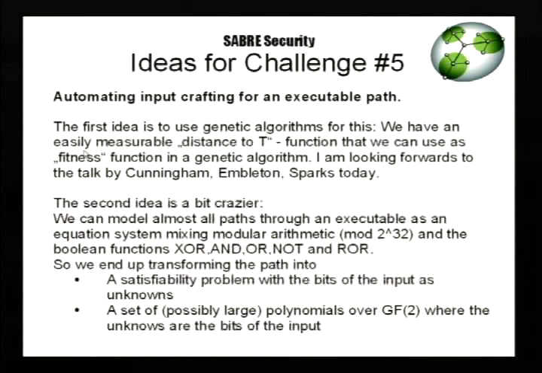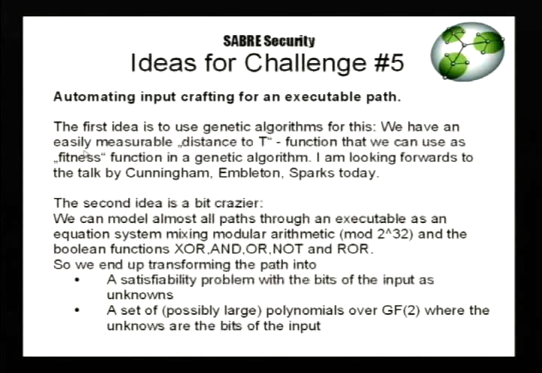Now, the second idea is a little bit crazier. It implies that you model a path through the executable as an equation system mixing modular arithmetic and Boolean functions like XOR, AND, OR, NOT, and ROR. If you can model the path, and you can model the path in almost all cases that way, you can turn the problem of reaching a certain location into a satisfiability problem. If you've ever had a lecture on theoretical computer science, they drill this into you: it's called 3SAT, and it's NP hard: given a large Boolean formula of a certain form, it's NP hard to see whether it's satisfiable.